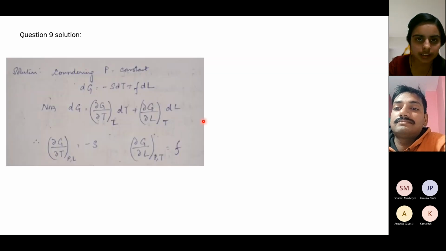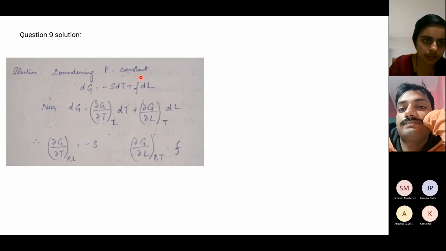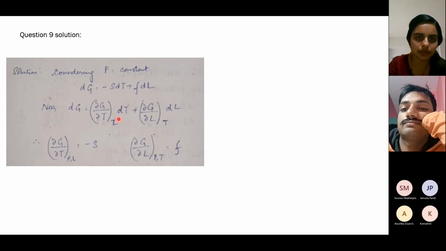but you can also proceed directly with what is given to you in the question. So if you consider P to be constant, you get this expression. Now we can write dG in terms of partial differentials like this. That gives us del G del T at constant L. Pressure is already constant, so at constant pressure and L it gives you minus S. And here del G del L at constant pressure and temperature gives you F. So from here the minus sign comes.